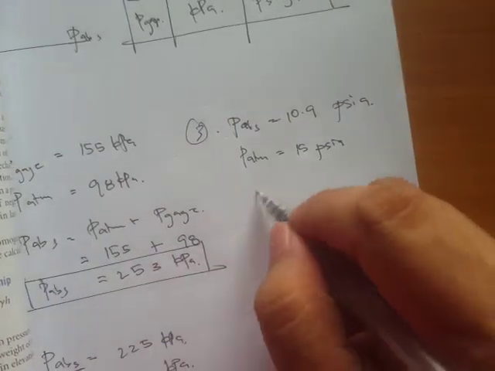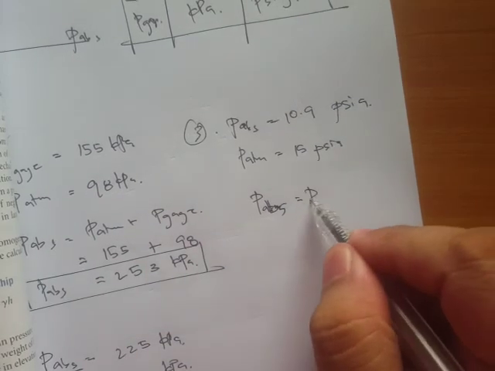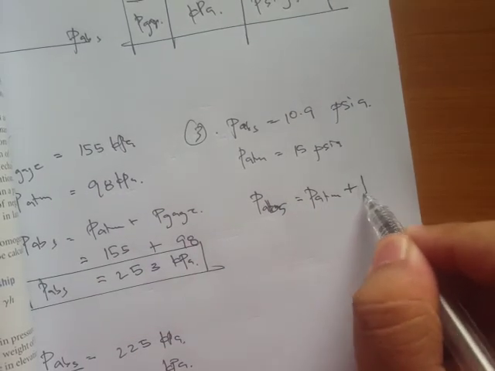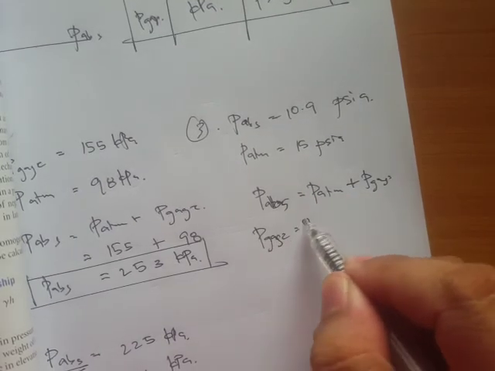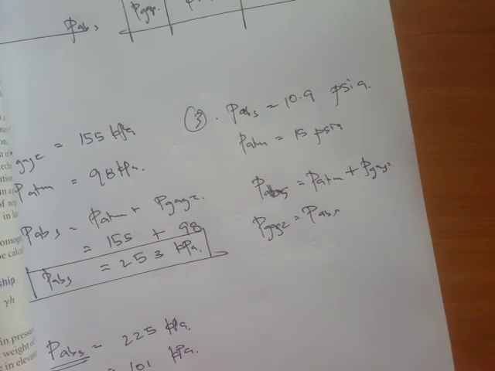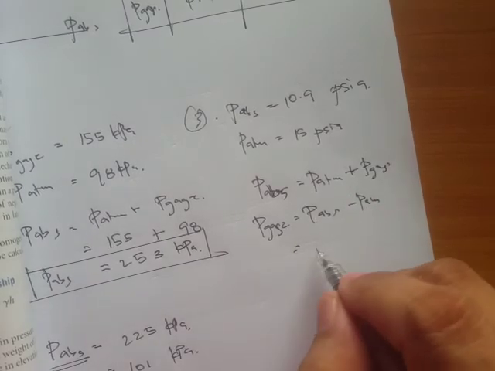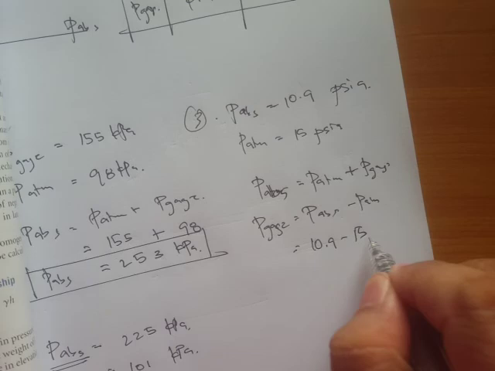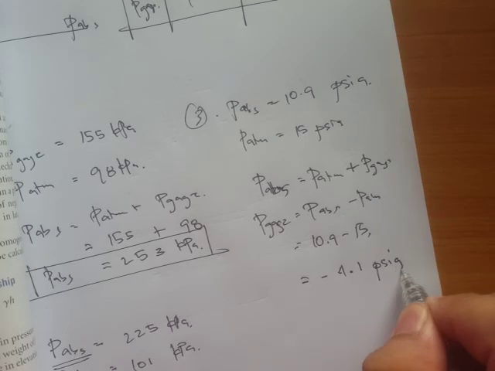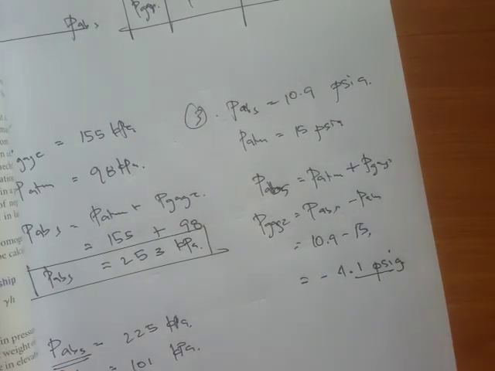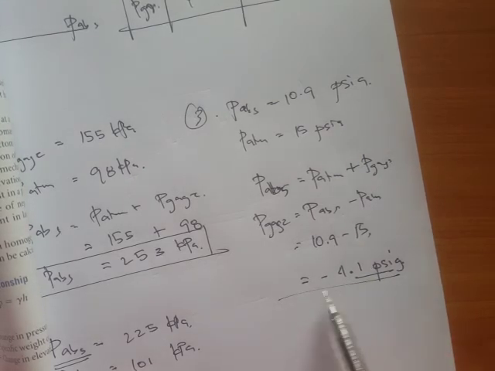So therefore P absolute is equal to P atmospheric plus P gauge, right? So P gauge is just equal to P absolute minus P atmospheric. Our P absolute is 10.9 minus 15. That would result in negative 4.1 psig. Meaning that we are lower than the atmospheric line, so this is actually a vacuum pressure.